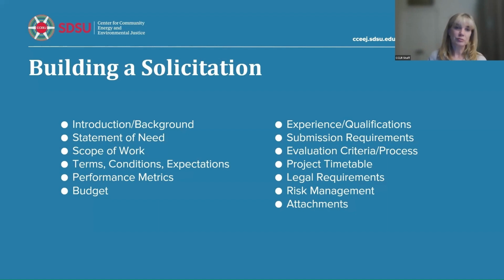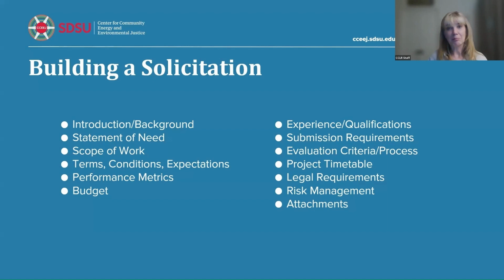Making sure you have terms, conditions, and expectations. That last one is huge. Make sure that the proposers know what your expectations are, right? Don't wait until the contracting part to really get those out there, so that people who are bidding will know whether or not they can meet those expectations.